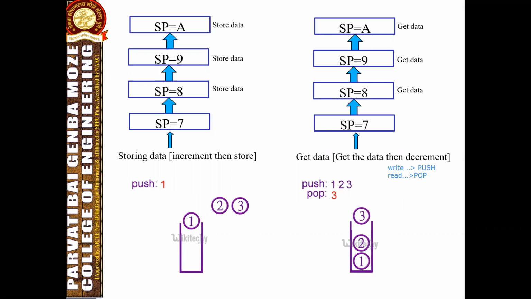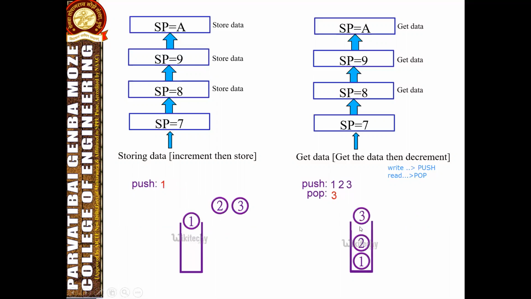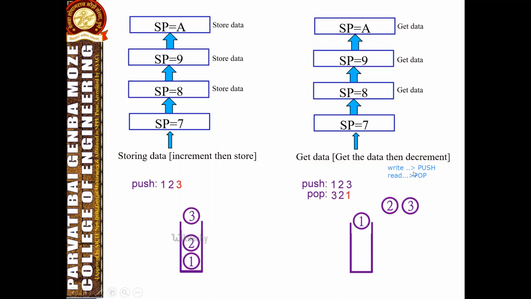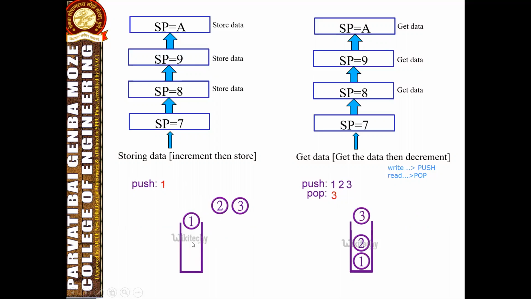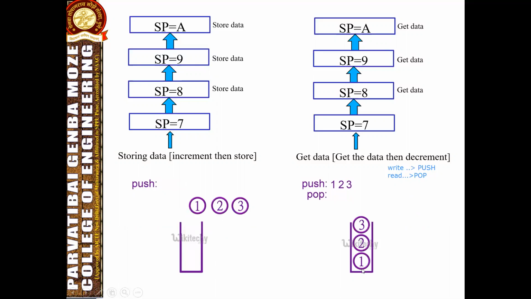Here, the last in in this push operation is 3. In the read operation, we have to read 3 first. Hence it is called a last in, first out operation. Otherwise, first in, last out: the first instruction is written first, then read last.